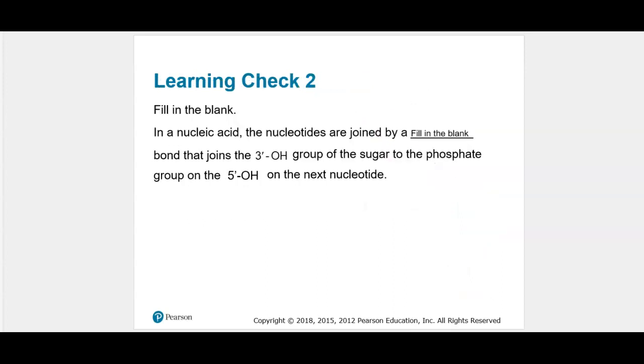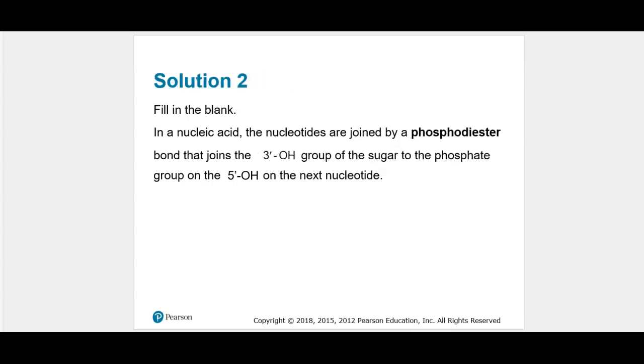So, another learning check. In a nucleic acid, the nucleotides are joined by a fill-in-the-blank bond that joins the 3' group of the sugar to the phosphate group on the 5' on the next nucleotide. Well, if you've been listening, you know that I've been mentioning a certain type of bond between these nucleotides, and you'd remember that I said phosphodiester.